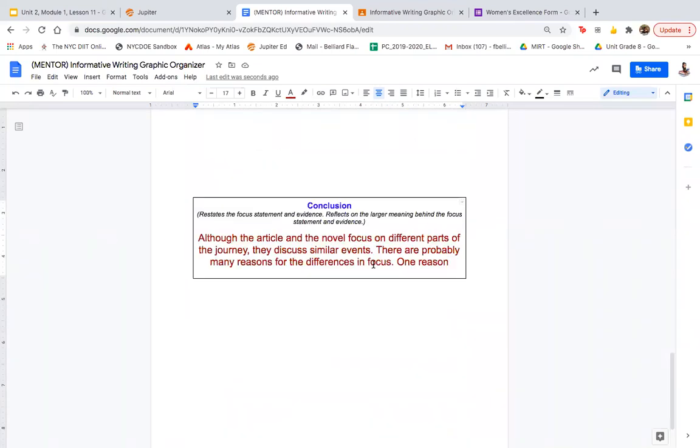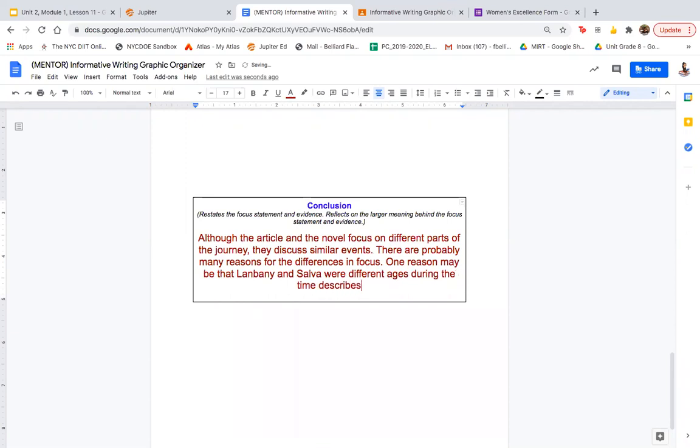I don't want to dwell. I know my readers already know what they know, but I'm just going to give them the wrap up of the most important points of what I already told them. One reason may be that Lang Benny, the author of Lost Girls of Sudan, and Salva were different ages during the time described.